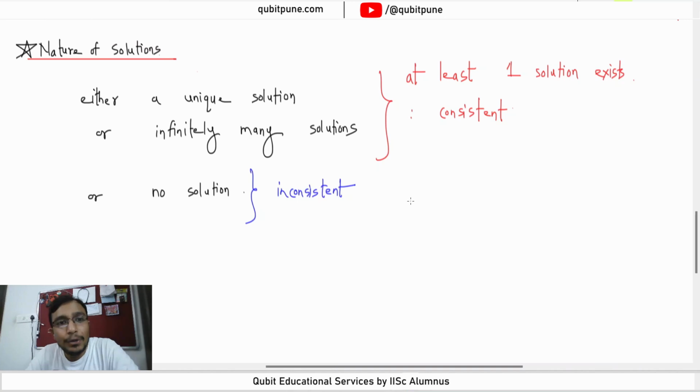Well, do you know examples, or can you come up with examples, in 2 equations and 2 unknowns, of systems having a unique solution, infinitely many solutions, and no solution? Can you think of 3 such systems of equations having 2 equations and 2 unknowns each? I will give you hints.